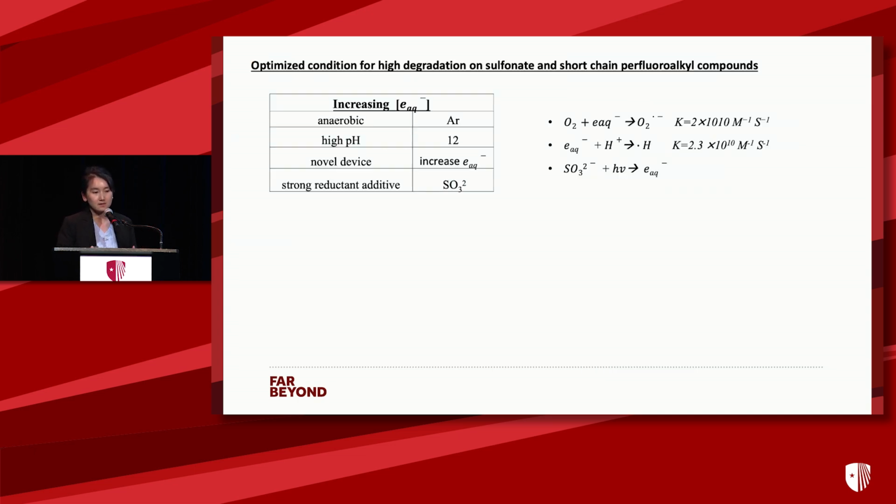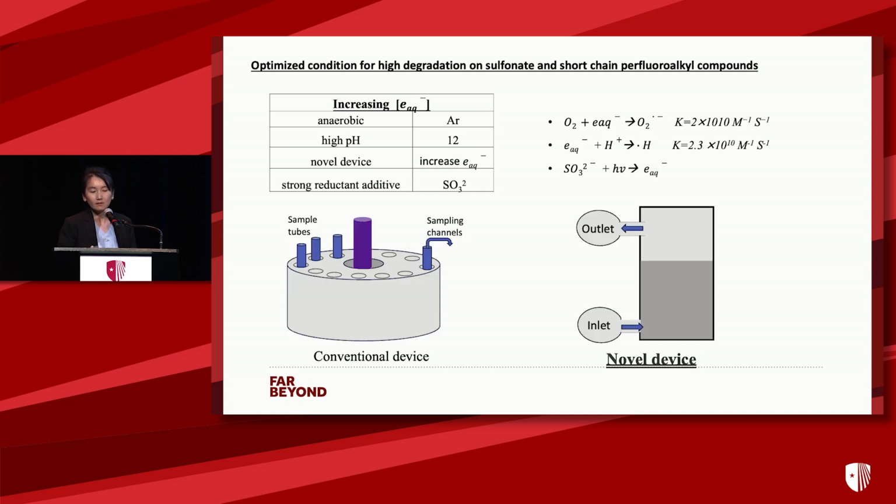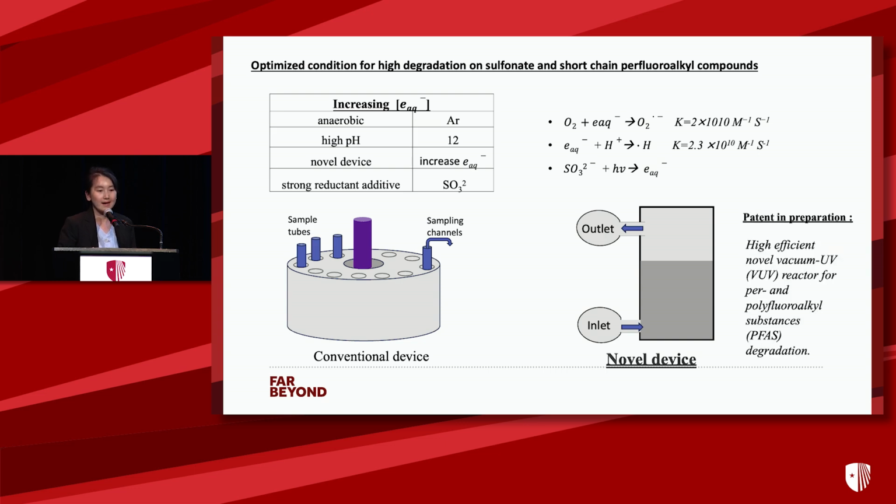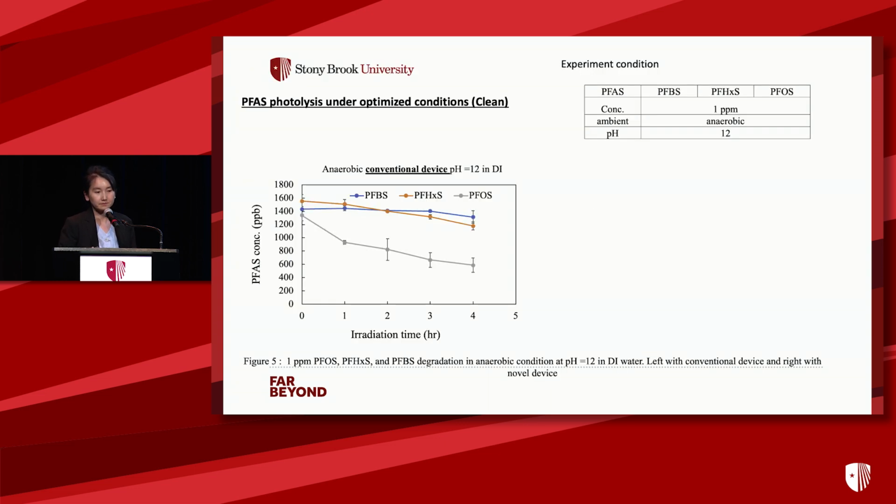So this is the table after our preliminary results. We came up with the optimized conditions: an argon environment, pH 12, using our novel device, as well as sulfite as the photosensitizer. And the novel device we came up with in the lab is currently under a patent application process. So here are some results for our optimized condition for the PFAS degradation.